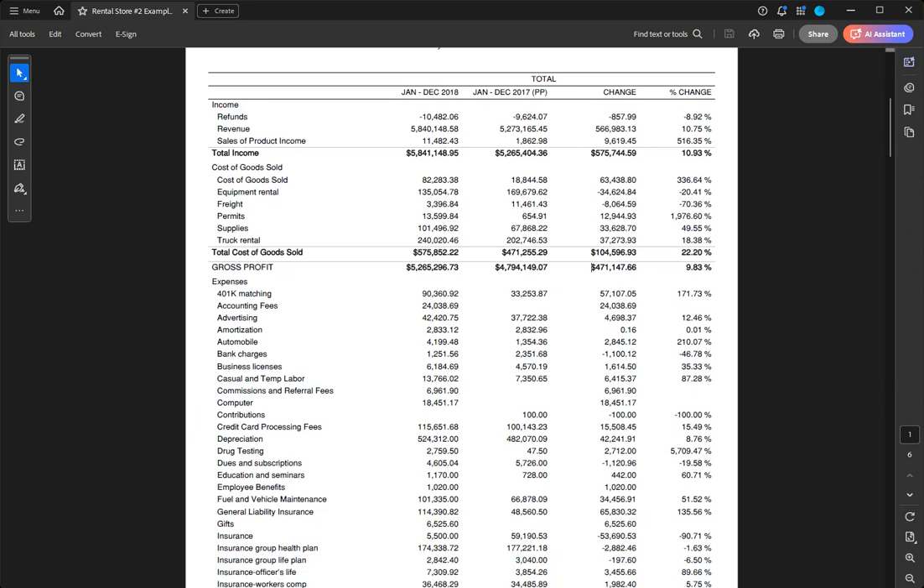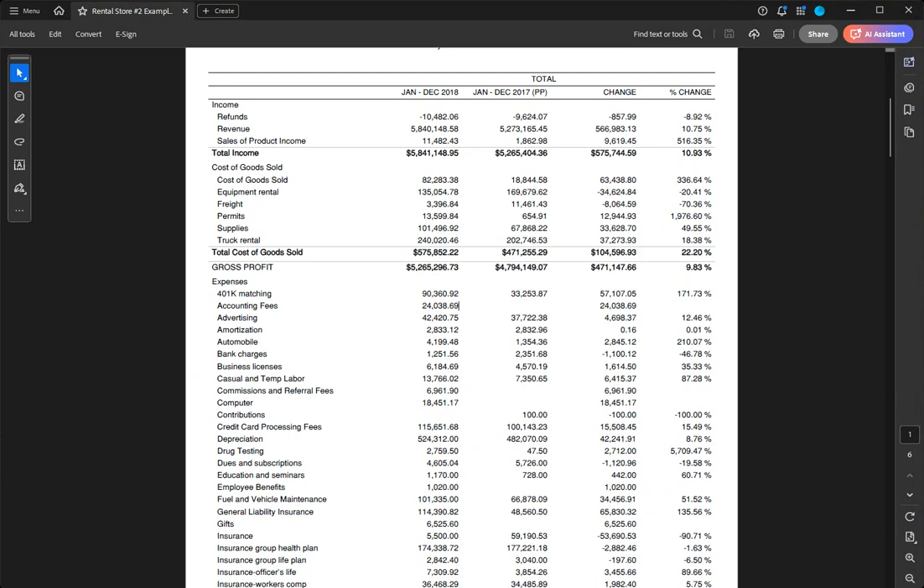So this particular client is very aggressive with 401k and retirement plan matching, especially for the owner. So they spent $90,000 on that, but that's a tax saving strategy. They brought us in and some other firms to do some accounting and different things, and I think there's a difference in categorization. All right, so let's take a look at advertising.